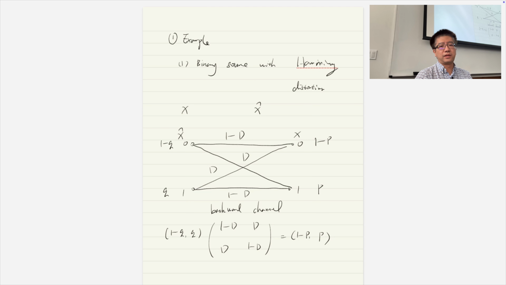From here we have two equations and only one variable, so we should be able to solve it. Let's see how we can solve it. We can just compute it. Basically, (1 minus q, q) equals (1 minus p, p) times the inverse of this matrix.